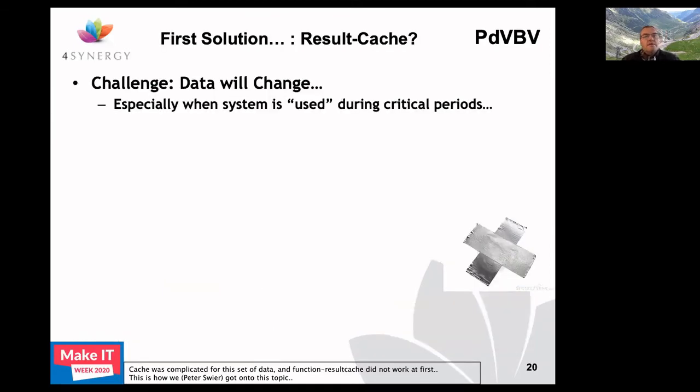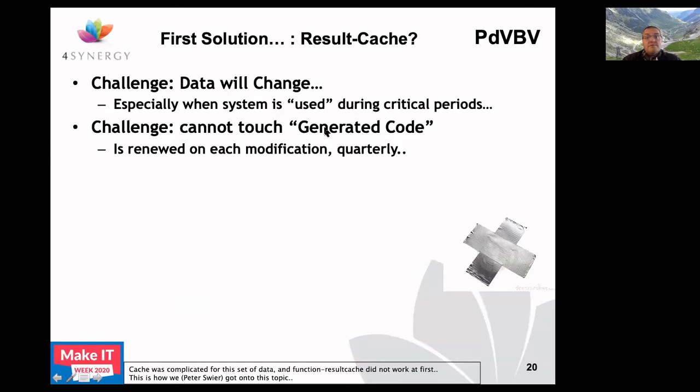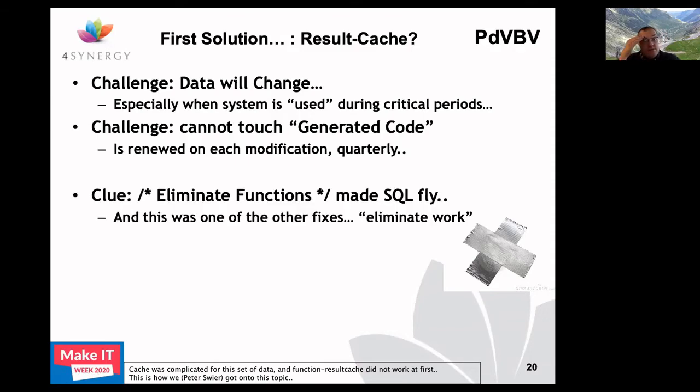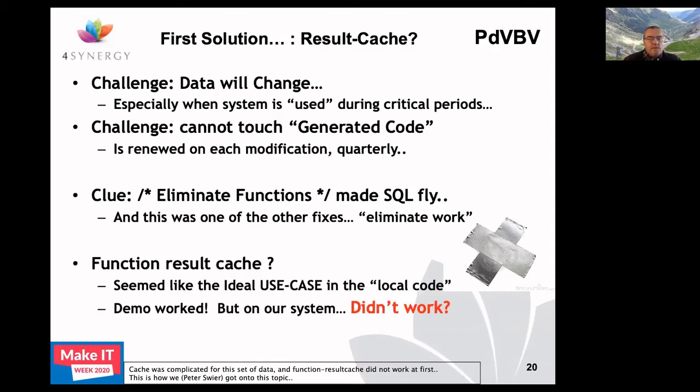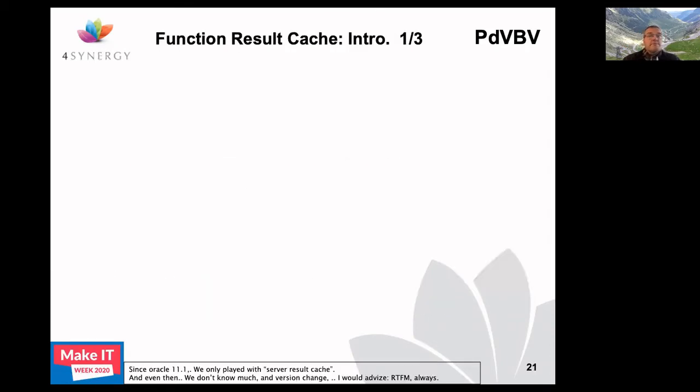What's going on here? Function result cache. Data will change, especially during the end of month. I don't want to touch generated code because generated code gets deployed on every quarterly deployment. What can I do? I had the clue when we eliminate functions, we made the SQL a lot faster, so that seemed to help. So the function result cache would be an ideal case for this one, and somehow it didn't work. The demos worked, we experimented with it. We could make function result cache work on the employee department demo from Scott, but not on our system. What is wrong? Let's have a look.